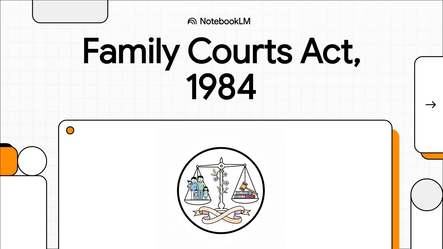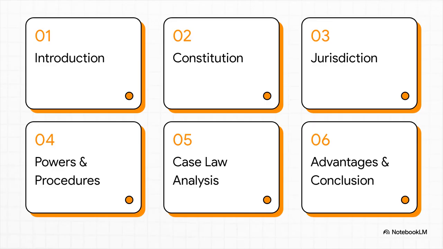This is a classic 16-mark question, and in today's Masterclass Explainer, we are going to deconstruct exactly how you must structure your answer to command absolute authority and secure maximum marks from the evaluator. For our synopsis, we will be covering the introduction to family courts, the Constitution under the Act, civil and criminal jurisdiction, powers and flexible procedures, a landmark case law analysis, and finally, advantages and concluding remarks.